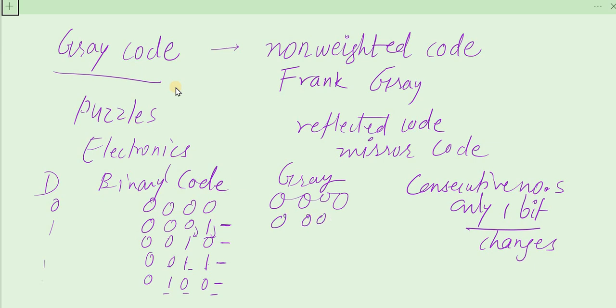So next after 0 0 0 1 is 0 0 1 1, where only one bit is changed. The next will be 0 0 1 0. Now when the next bit comes, it becomes 0 1 1 0. Observe that 0 1 and 1 0 are exactly opposite. So if you put a mirror here, the code is mirrored. The same thing happens for any number of bits.